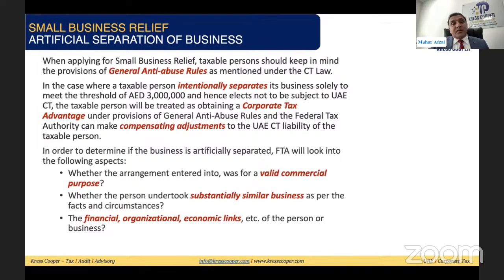We need to consider all these things. Might be a lot of people are planning to segregate the group, degroup, bring the revenue below 3 million, and take the advantage of the small business relief up to 31st December 2026. You need to keep in mind that the general anti-abuse rules will be applicable.